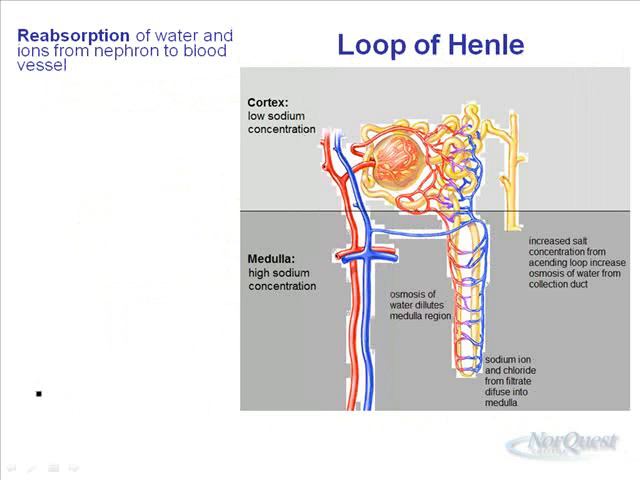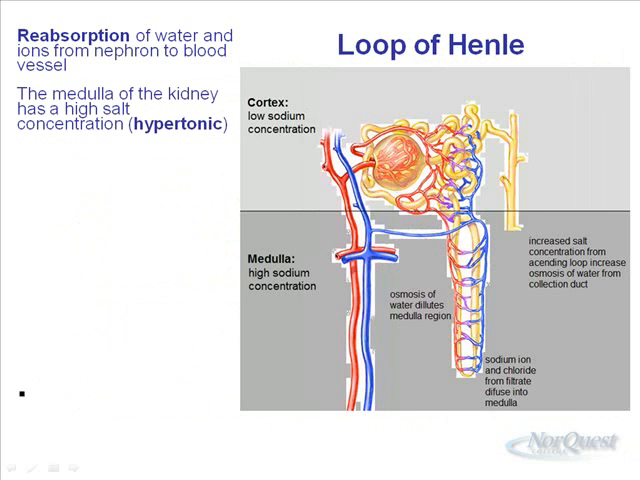Now, the loop of Henle is a special part of the nephron. It's going to aid in the reabsorption of water and ions from the nephron to the blood. Now, when we took a look at our kidney, we gave it two regions, and I'll just draw a little kidney over here. We had a cortex, which was the outside of the kidney, and the medulla, which was the inside of the kidney, and they were different colors. And it turns out that the medulla has a higher salt concentration than the cortex.